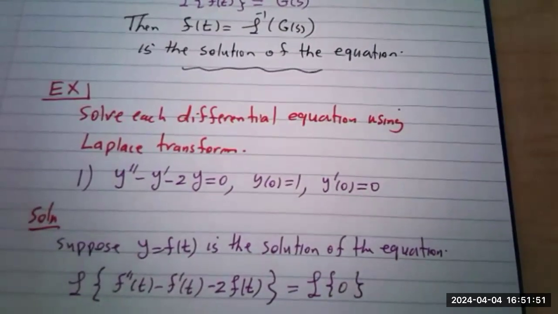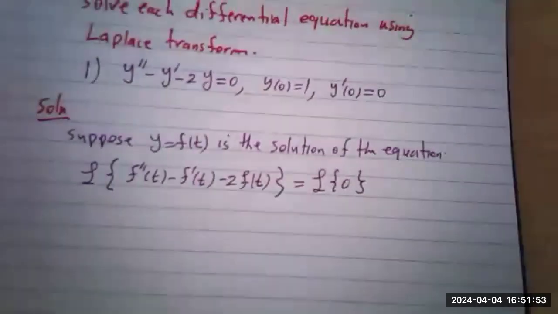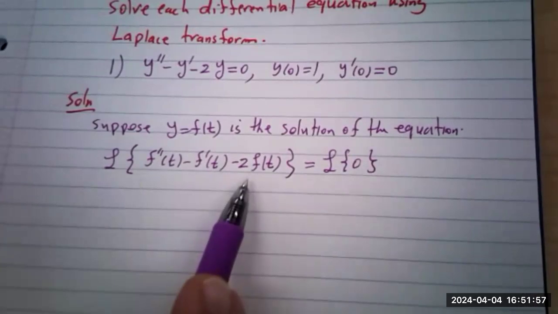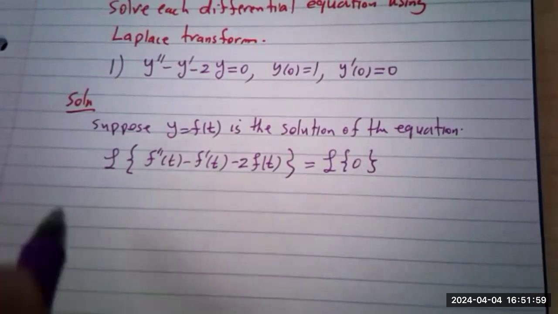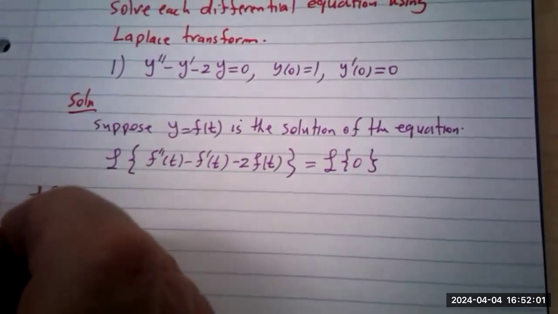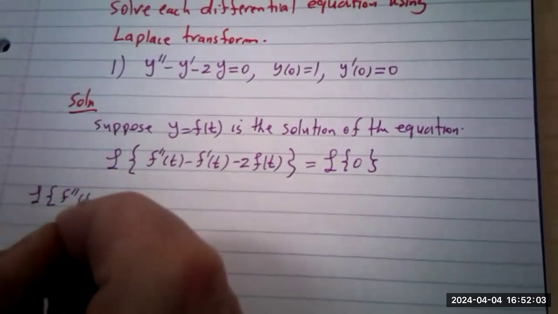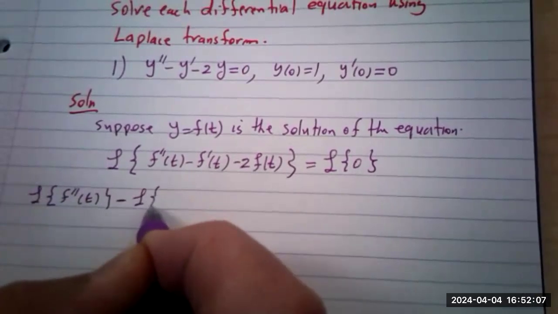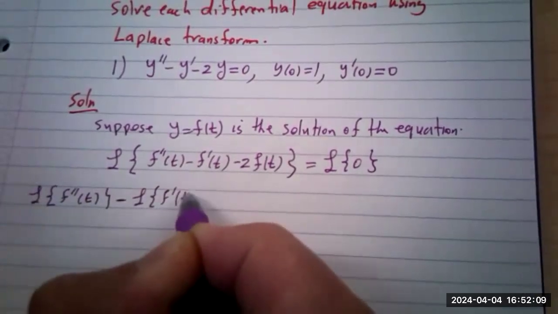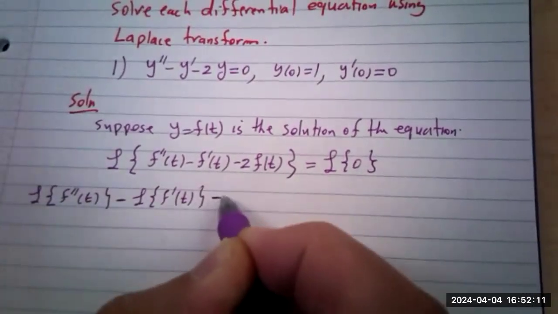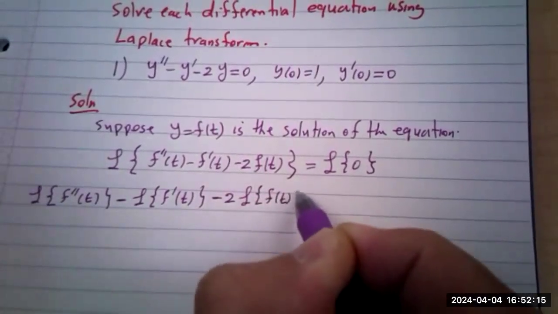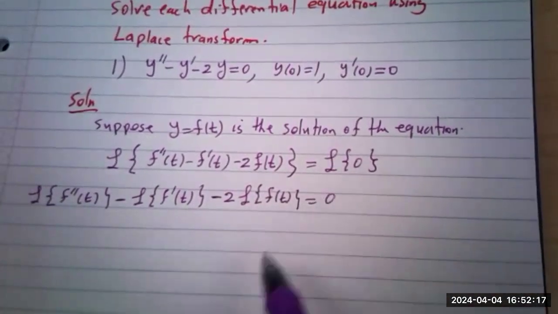So I take the Laplace transform on both sides of the equation. Simplify it. The Laplace is linear, so break this one, expand it. So that gives a Laplace of f double prime of t minus Laplace of f prime of t minus 2 Laplace of f of t. Laplace of 0 is 0.